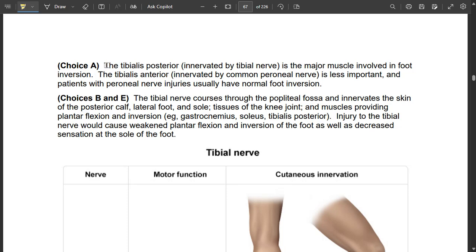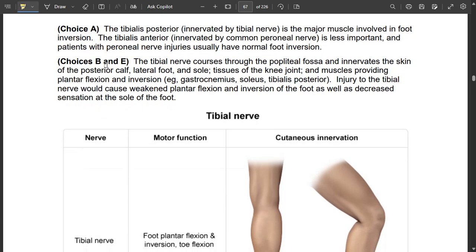The tibialis posterior, innervated by the tibial nerve, is the major muscle involved in foot inversion. Tibialis anterior is innervated by the common peroneal nerve, and it is less important here, so patients with peroneal nerve injuries usually have normal foot inversion. Foot inversion is not affected.